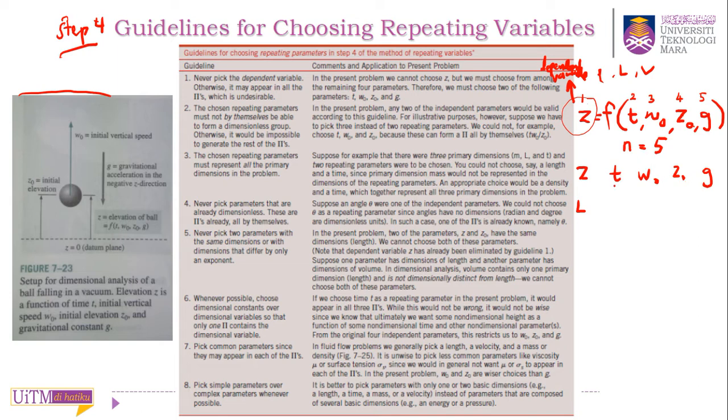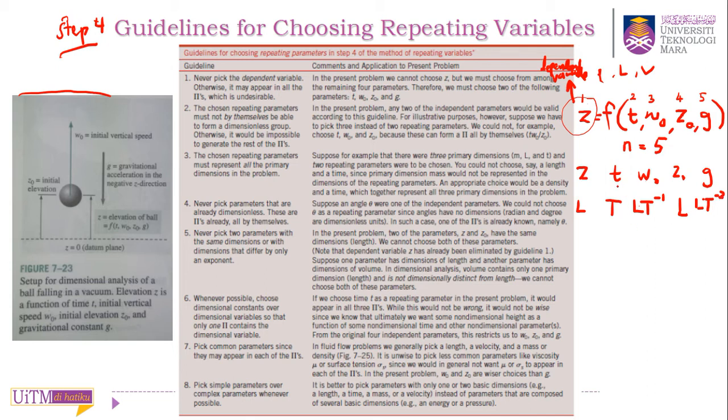For T, it is time. T. Okay, and W naught is the vertical speed. The speed, and we know speed is L T minus 1, right? Speed, velocity. And Z naught is also elevation, which will also be L. And G is acceleration, the gravitational constant. We know acceleration is L T minus 2.